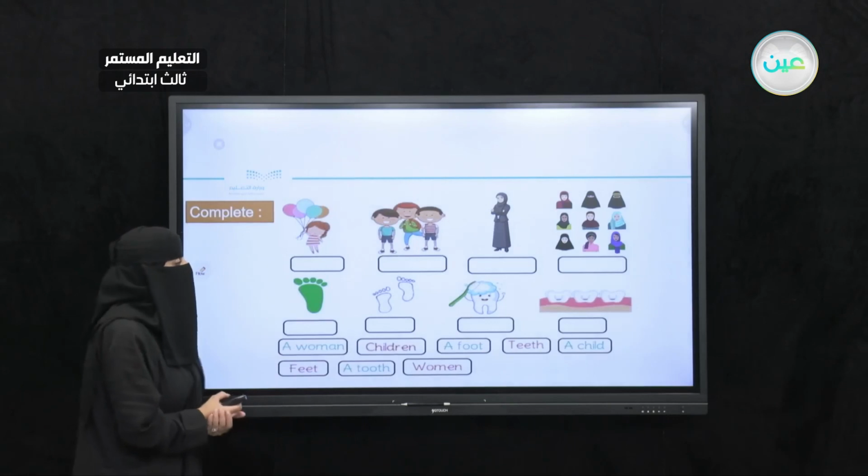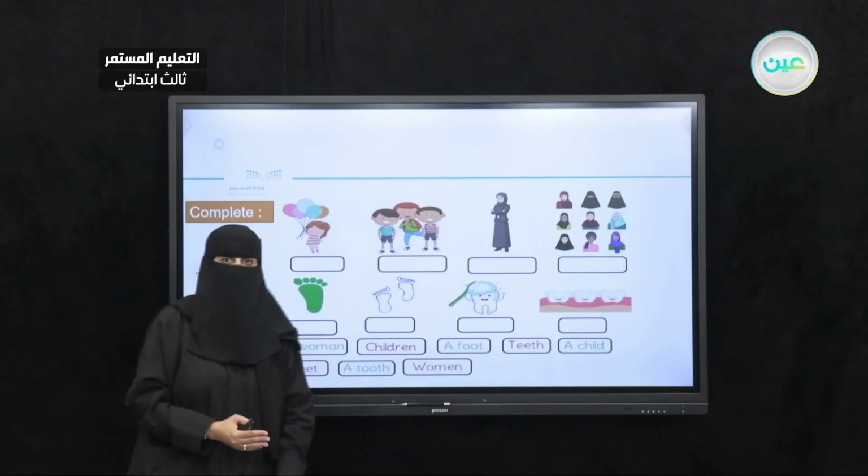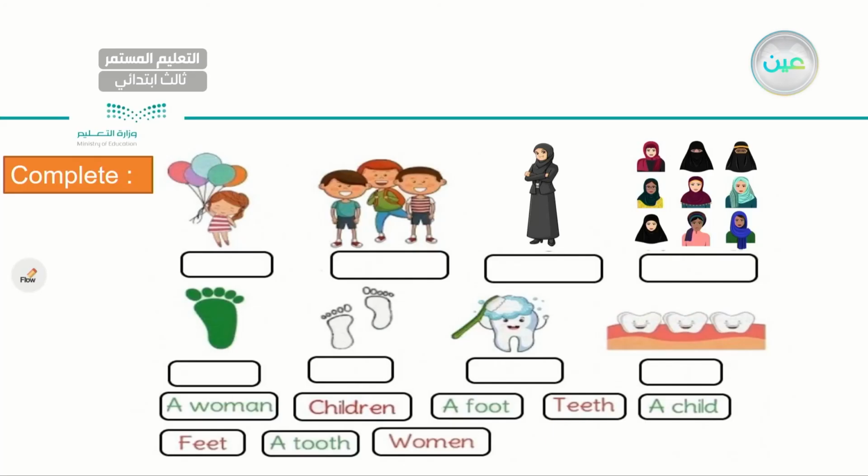Now, I need you to help me complete with the correct answer. I have the pictures and below I have all the possible answers. Let's read the answers first. A woman, because I have an article, that means that it is singular. A woman, children, a foot, teeth, a child, feet, a tooth, and women. Let's answer. What do you think?